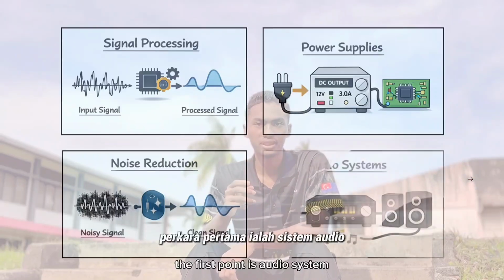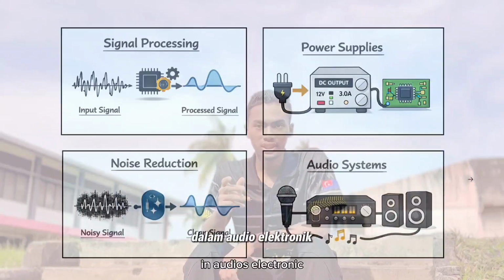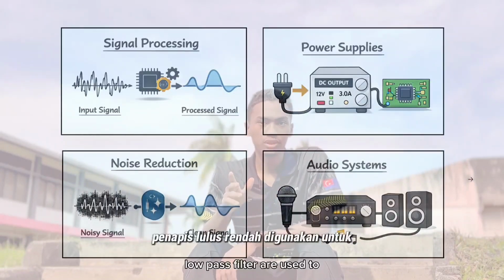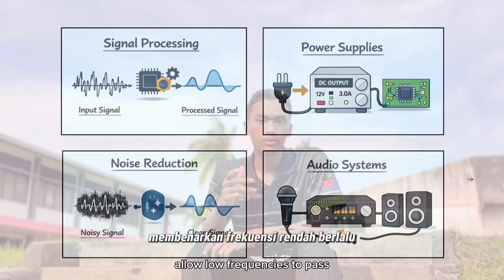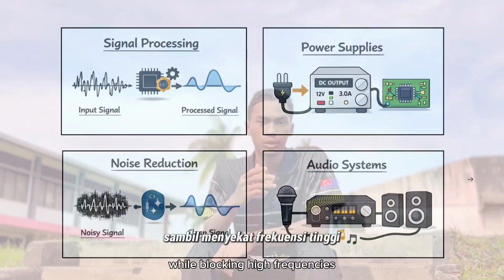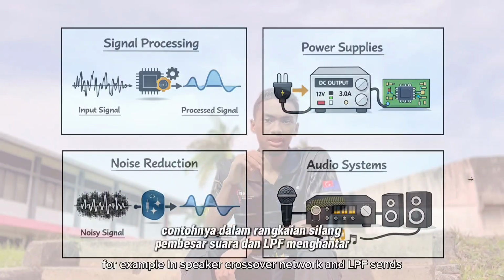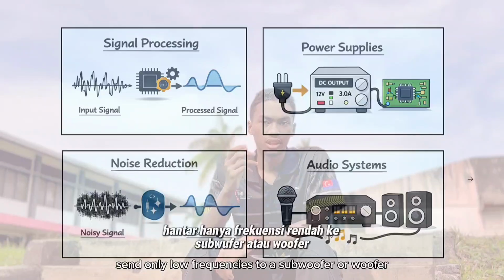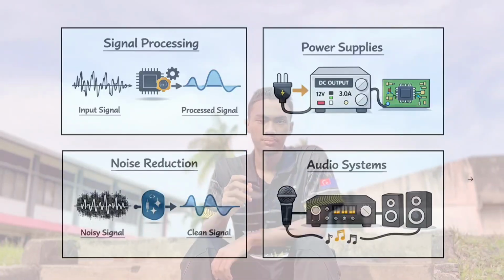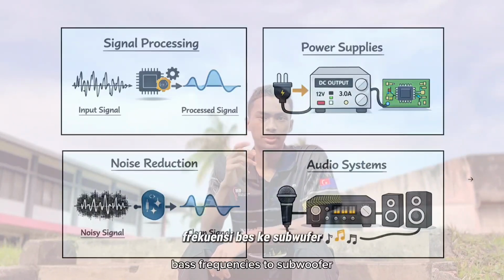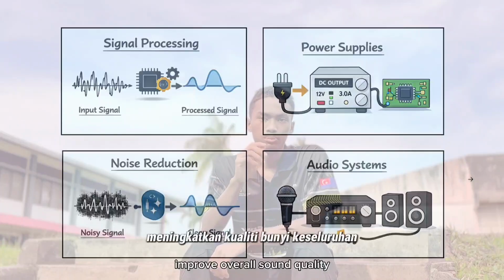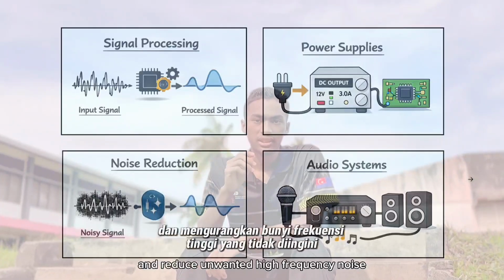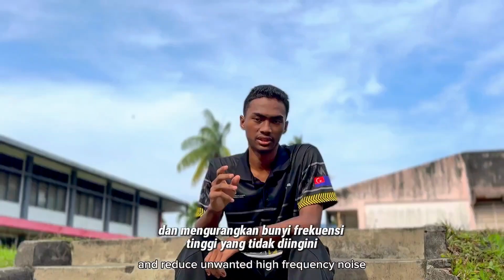The fourth point is audio system. In audio electronics, low pass filters are used to allow low frequencies to pass while blocking high frequencies. For example, in a speaker crossover network, the LPF sends only low frequencies to the subwoofer or woofer. The function is to direct the best frequencies to the subwoofer, improve overall sound quality and reduce unwanted high frequency noise.